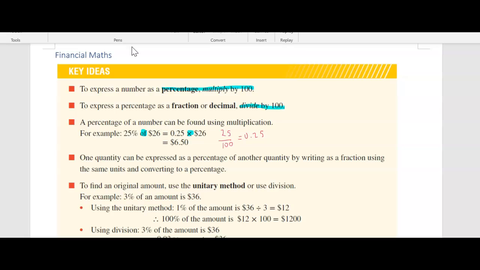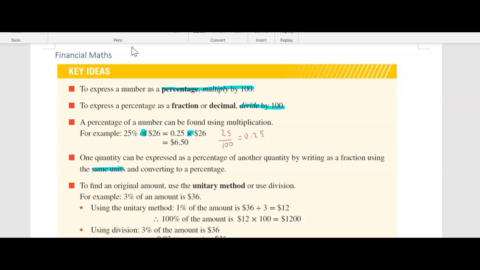One quantity can be expressed as a percentage of another quantity by writing as a fraction using the same units and converting to a percentage. So do make sure, especially with financial maths, if you're working with money, you've got to make sure they're both in dollars or both in cents. You can't have something in dollars and something in cents, otherwise it's not going to work. So you make sure you have them in the same units.